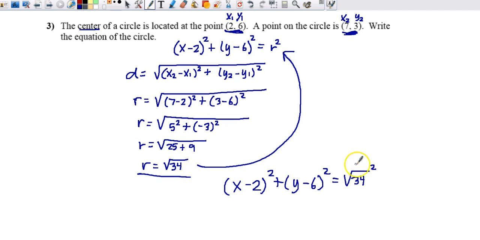And technically you want to square the square root. That's going to cancel those out. So it's just going to be x minus 2 squared plus y minus 6 squared equals 34 without the radical.